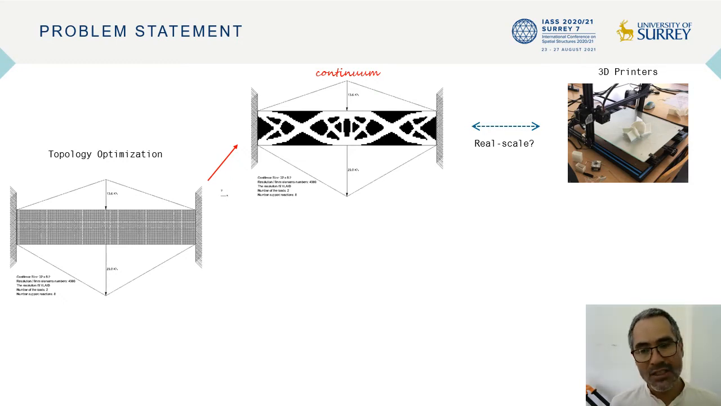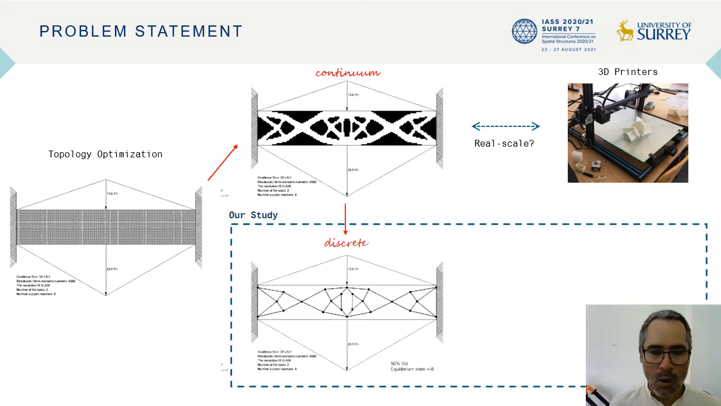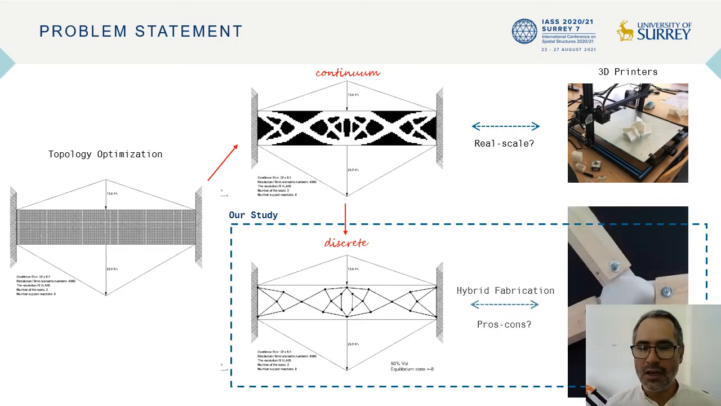However, when we attempt to produce such systems at real or large scales, the power or the potential of these printers is limited. In our study, we explore what the advantages and disadvantages are of converting these continuum systems into discrete ones using hybrid fabrication, which is a combination of 3D printed nodes with conventionally built timber or steel bars.